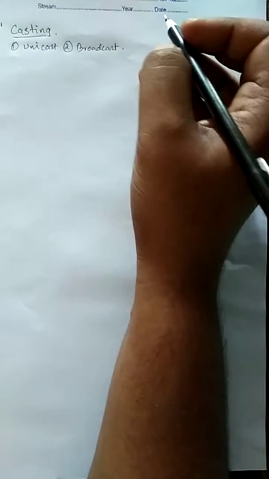Okay, so today we will study about casting. Normally casting is of two types. One is unicast and number two is broadcast. Now let us consider a class A address.